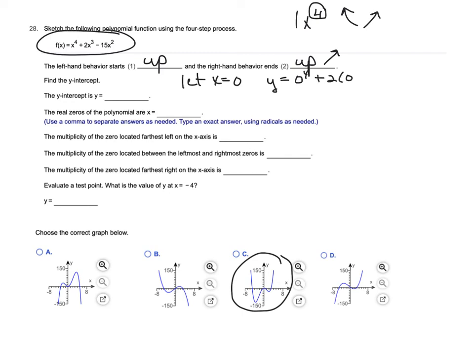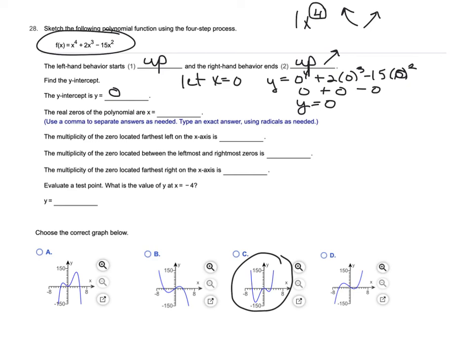Plus 2 times 0 cubed, minus 15 times 0 squared. Sorry, that's kind of messy. That's basically 0 plus 0 minus 0. You get y equals 0. So your y-intercept is 0. This is the only place in Pearson on this test where they let you just put the value for the y-intercept and not have to write it as an ordered pair. So y was equal to 0.